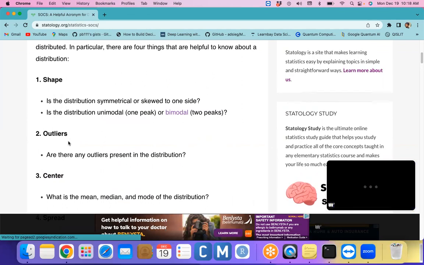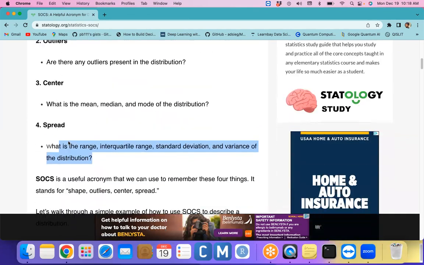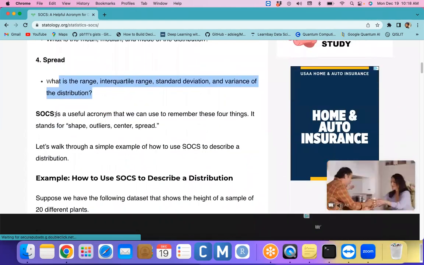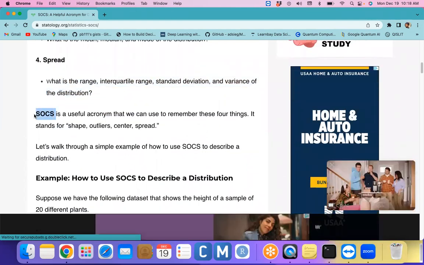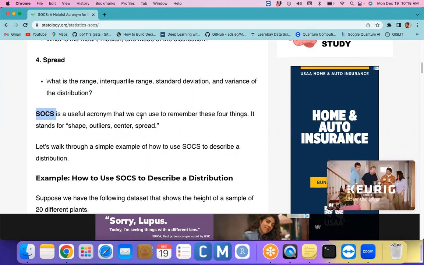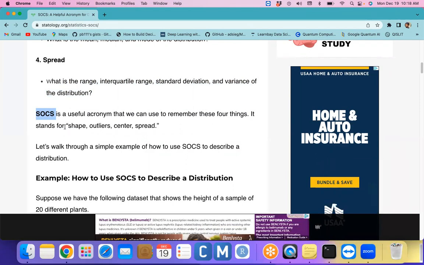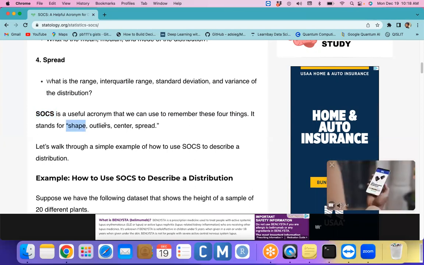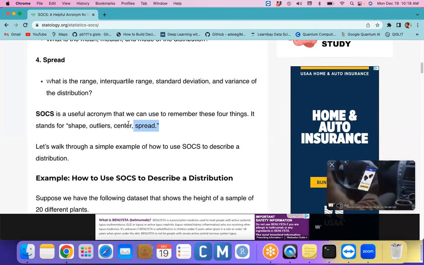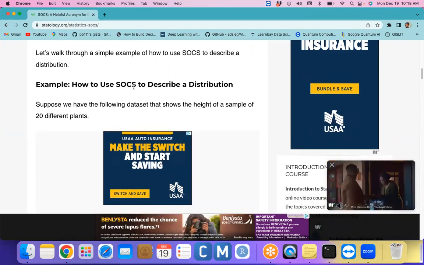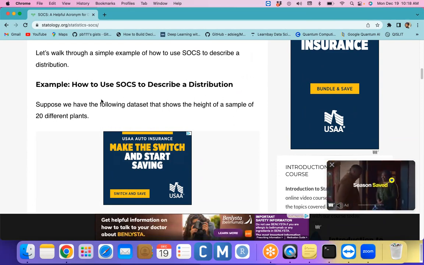It's a combination of SOCS, that means shape, outliers, center and spread. That acronym SOCS is a useful acronym that we can use to remember these four things. It stands for shape, outliers, center and spread. Let me give an example of how we can use SOCS to describe the distribution.